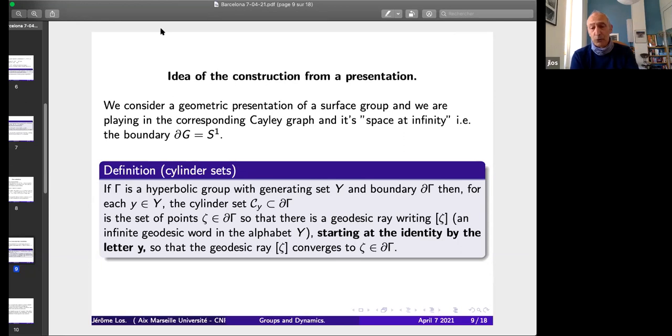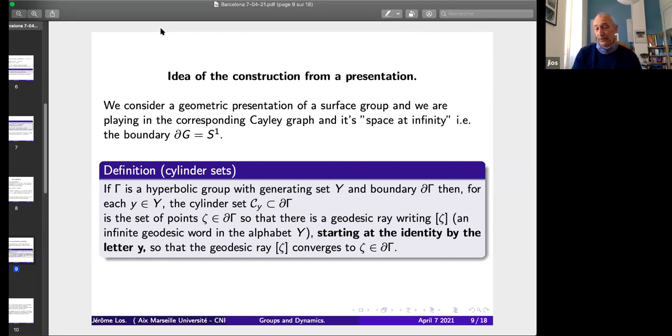Okay, so the boundary of the group is the boundary of gamma, and then we fix one generator y in the generating set Y, and the cylinder set is the set of points on the boundary, the points at infinity, such that there exists a geodesic ray representing that point. So there is a geodesic ray starting at the identity, converging to that point, and precisely starting at the identity by the letter y.